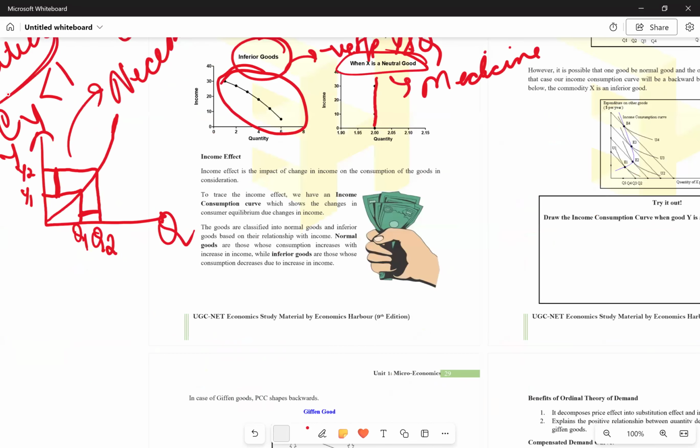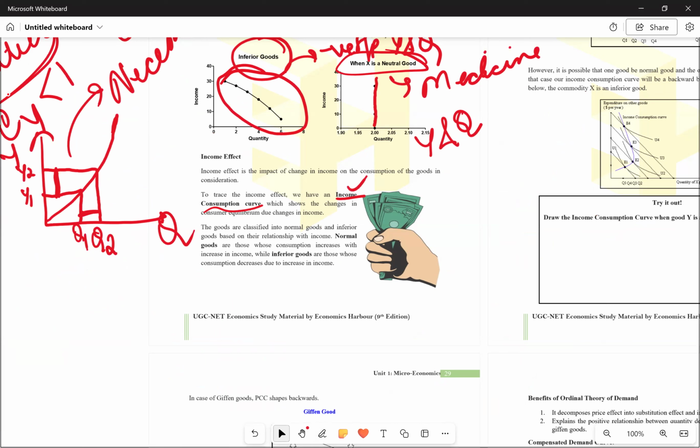And then we have the income consumption curve. Please remember that there's a difference. Usually students confuse between Engel curves and the income consumption curve. The Engel curve explicitly shows the relationship between income and output. On the other hand, your income consumption curve shows the changes in consumer's equilibrium due to change in income.